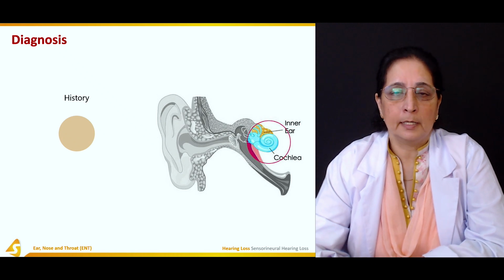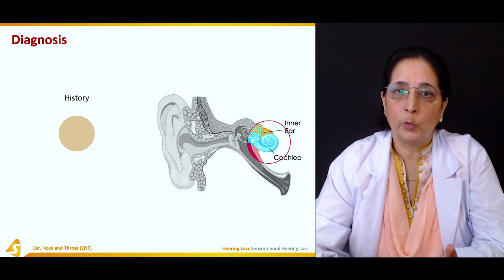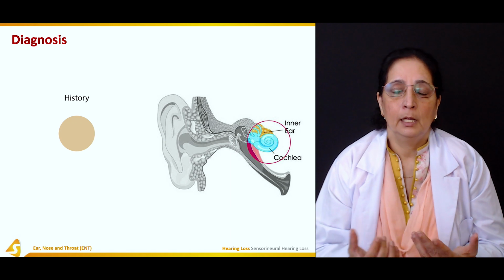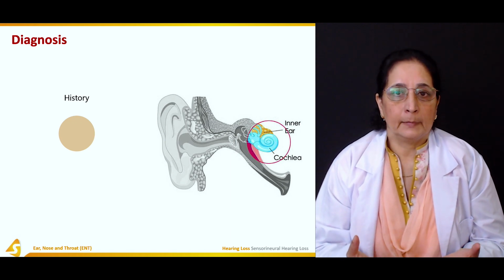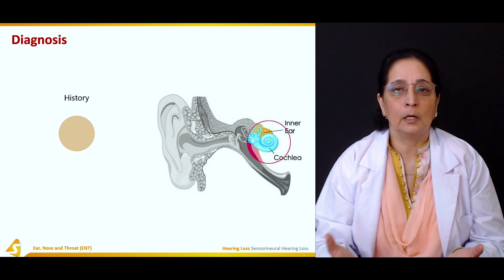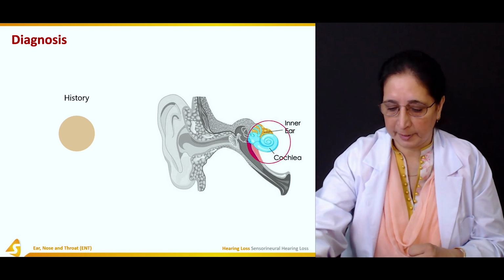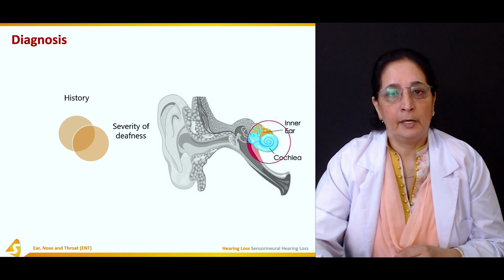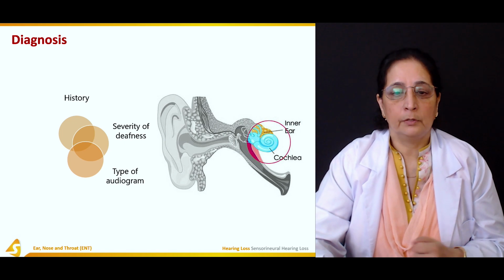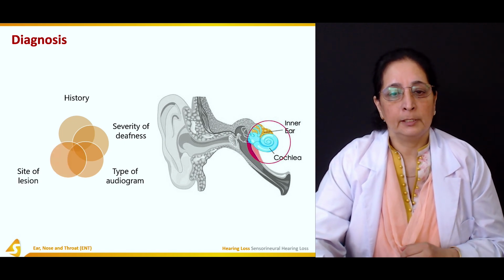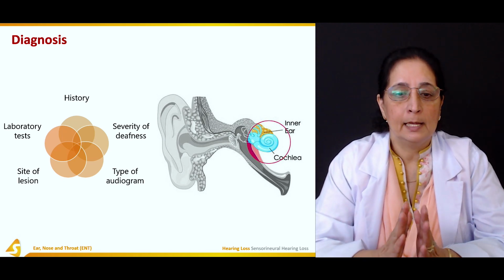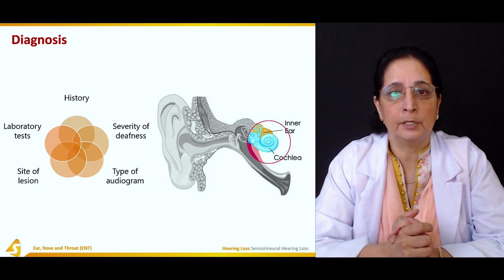Diagnosis of sensorineural hearing loss is based on history, which is very important: different factors like infections, any trauma, any injuries, history of any neuromas, all that can be asked in the history. Also the severity of deafness, how bad the hearing loss is, the type of audiogram, site of lesion, and lab tests. So diagnosis is based on all these: history, lab tests, and the different audiograms which are performed.